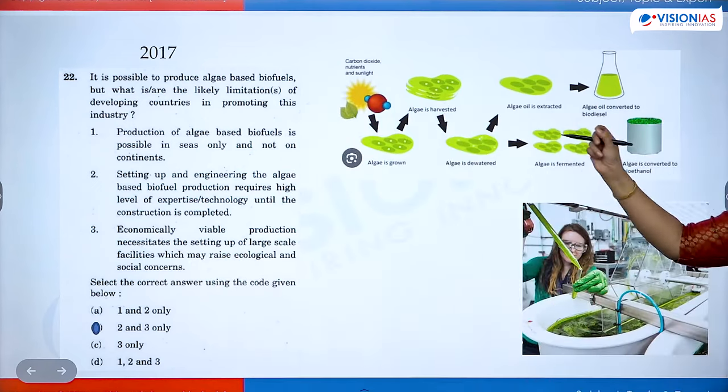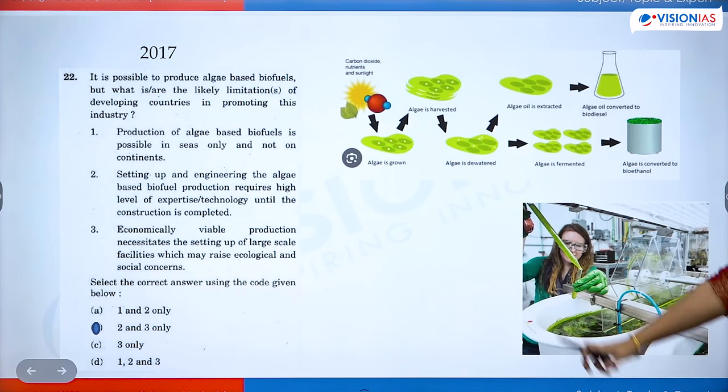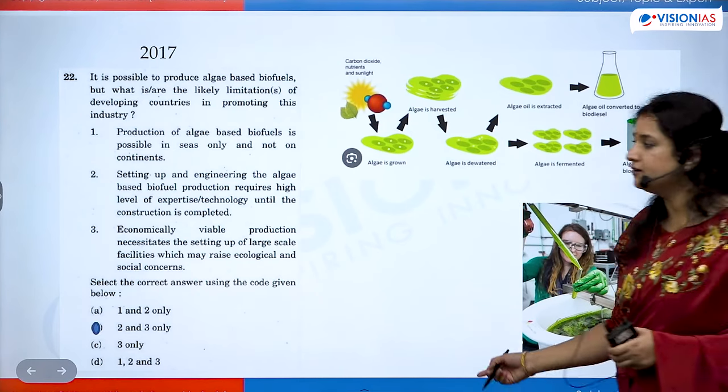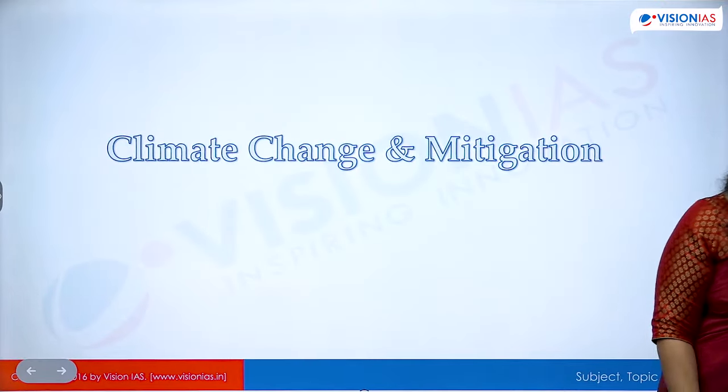So, itna se algae mein se agar tel nikalna hai, you need a mass production of this particular commodity and entity, right? And it has to be done at a massive scale for you to have some commercially viable quantities. And that is what the question is asking. Okay, clear? Chalo. Next topic, climate change and mitigation.